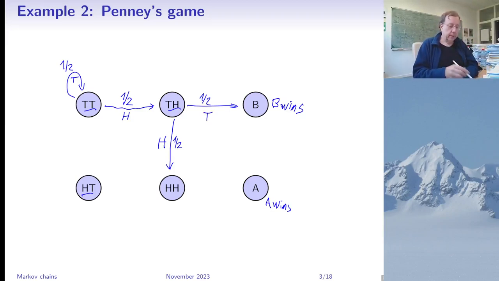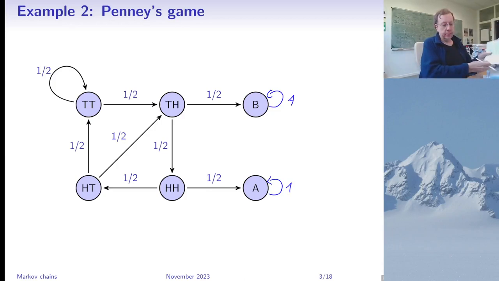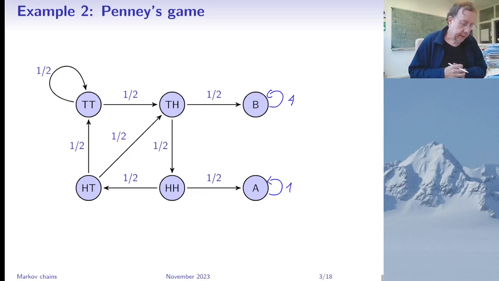And I can do that for the other states, and I end up with this graph here, this transition graph, to which I can add, if I want, 2 loops here, because the states A and B are what we are going to call absorbing states. So if I'm in one of these states, I will remain. So how do we analyze this? Well, we could do the same as for the mouse in the maze. So look at probabilities that A wins starting in one of these 4 states on the left. But one can do things in a slightly more useful way.